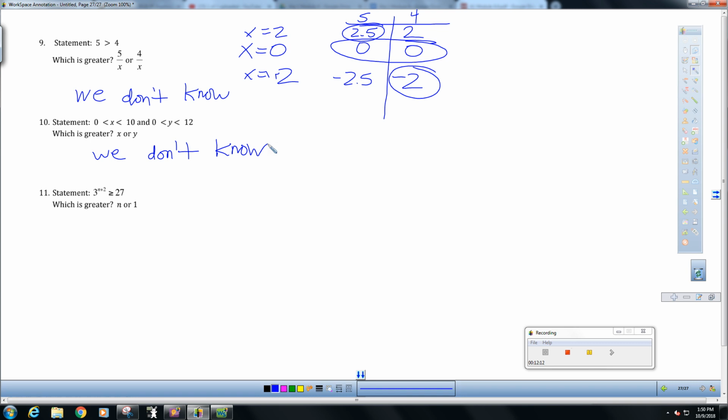So, what if n was 1? Let's do a little case study. If n equals 1, then you get 3 to the third. No, it's not 9. I fell for the trick. And is that greater than or equal to 27? Is 27 greater than or equal to 27? Yes, it is. It's equal to it. So that works. N equals 1 works.